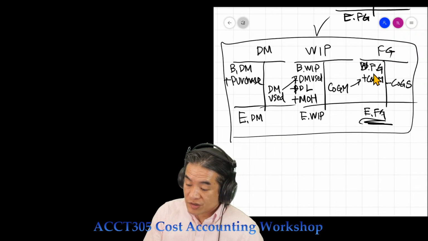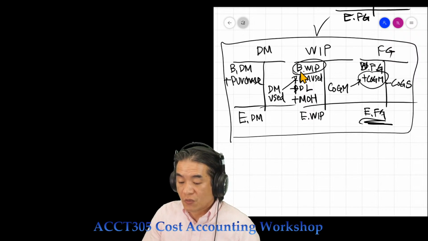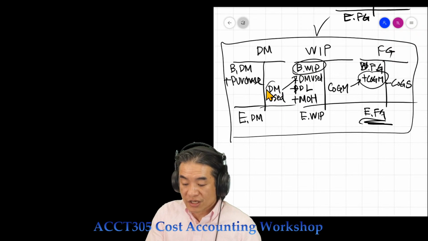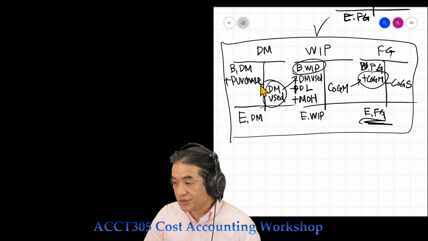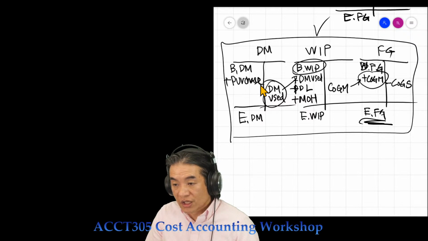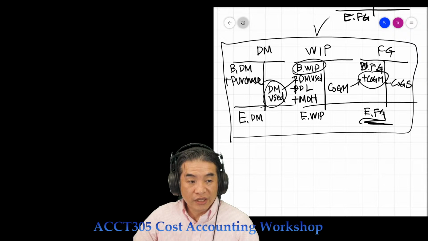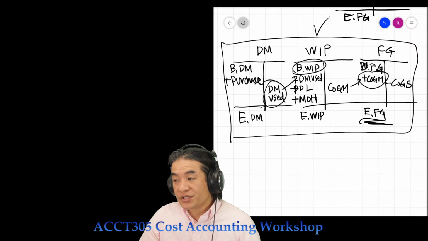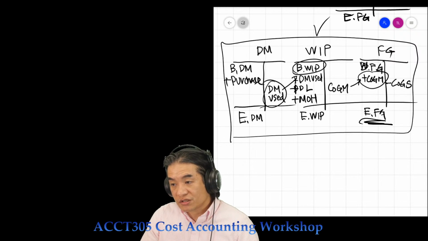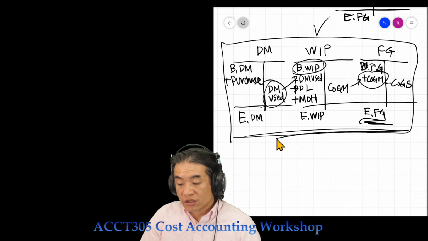Sometimes they want you to calculate this. Sometimes they want you to figure out what's the beginning WIP. Sometimes they want you to figure out what's the DM used. They may switch around. If you try to memorize every little formula instead of putting them together, I guarantee you'll go crazy by the end of these 5 weeks. Don't try to memorize this little formula here and there. Look at it all together. In this way, that will help you digest this whole thing a lot better.